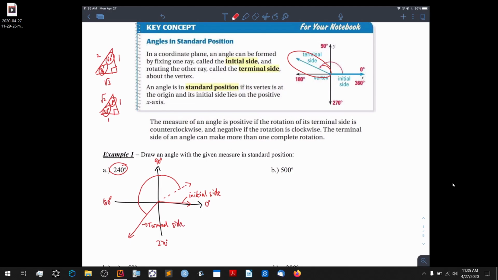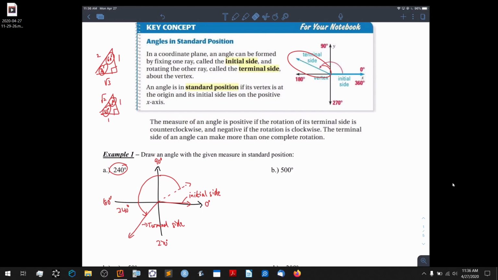Okay, so this will be my terminal side, and then we can say that this angle here is 240 degrees. It's kind of hard to label your angle because it looks like I'm saying this is 240 degrees, but obviously I'm not. The whole angle is 240 degrees. All right, so something like that.